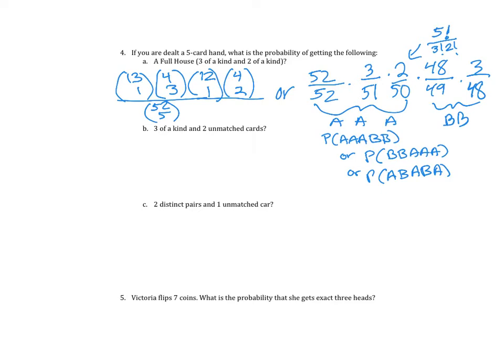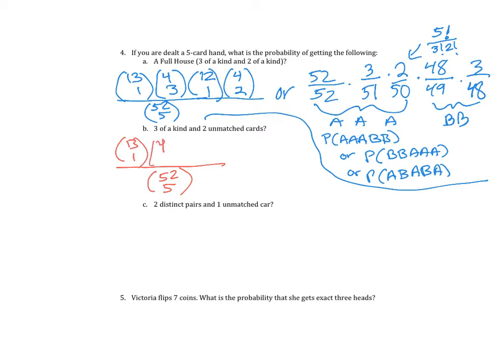Another one of these card problems. Now we want the probability of 3 of a kind and 2 unmatched cards. Okay, so let's do the denominator the same. How many 5-card hands could I get? And for the 3 of a kind, I need to choose my rank for the 3 of a kind, and within those 4 cards, I need to choose 3 of them.